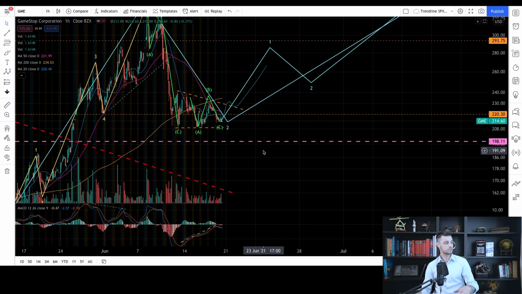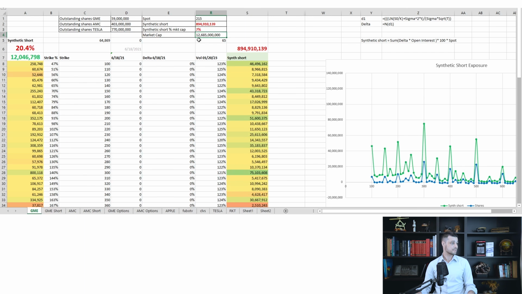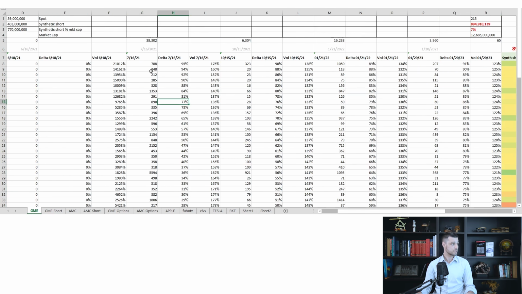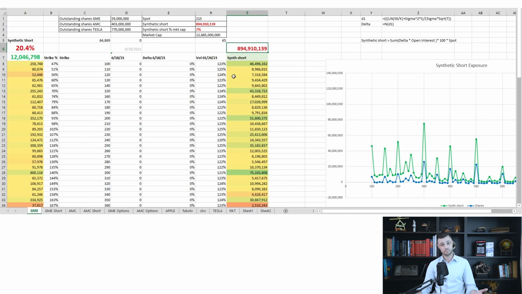So let's have a look at the financial data quickly. Okay. So GameStop is now trading at 215. So we have around 7% of synthetic short interest. Once again, here I compute all the option open interest. I compute the delta myself using the Black-Scholes formula, guys, this formula here. And then I compute the exposure that I have for every maturity and every strike. And I sum it up, guys, and I have almost 1 billion USD in synthetic short exposure.